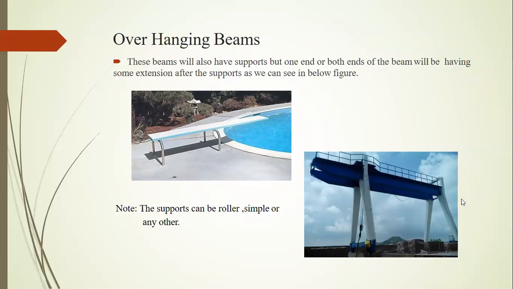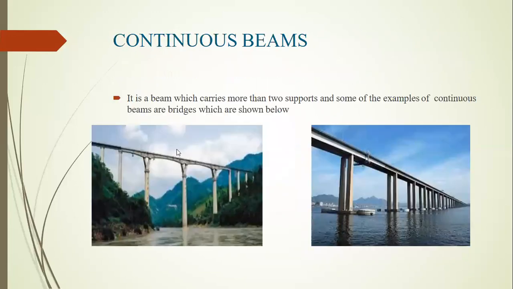This is the support here. Here one side is projected. One side of the beam is projected. There is no projection on this side. So it may be one side or both sides. If the beam has an extension, then such types of beams are called overhanging beams.